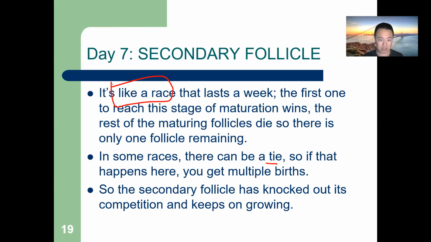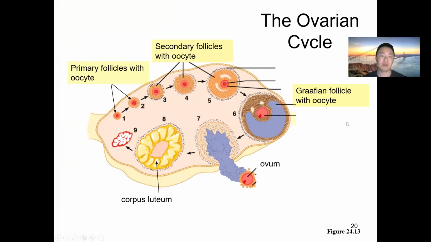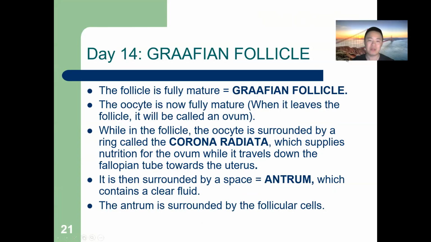So going back here, the secondary follicle has knocked out its competitors and it keeps on growing. Once again, as I've showed you earlier, primary, secondary, and the tertiary Graafian follicle. Now at day 14, you have a fully mature follicle, and that's called the tertiary Graafian follicle. This is the tertiary stage. The oocyte is now fully mature, and when it leaves the follicle, it becomes an ovum.